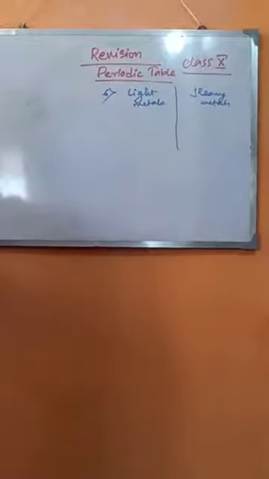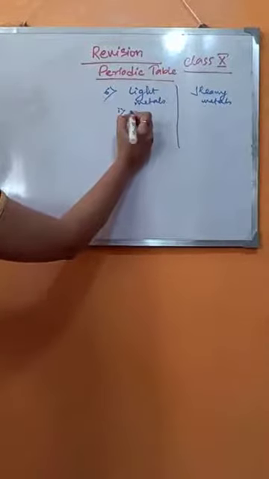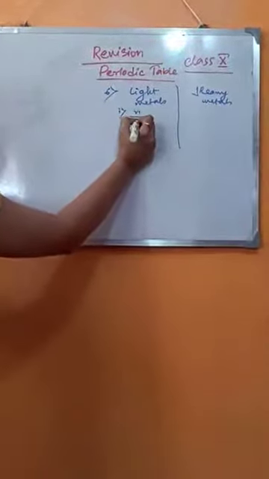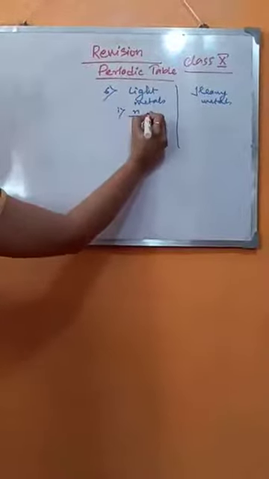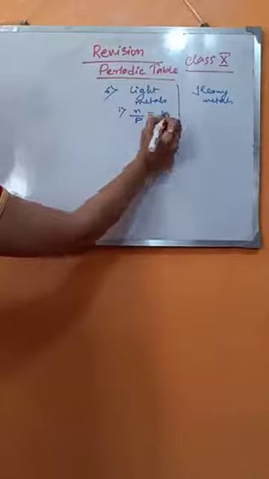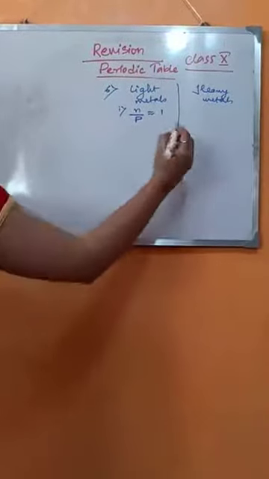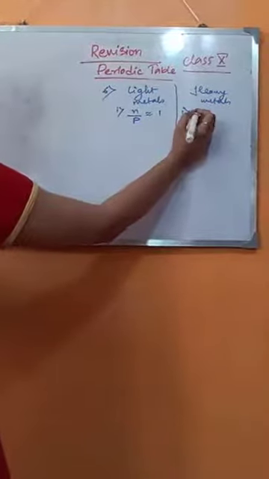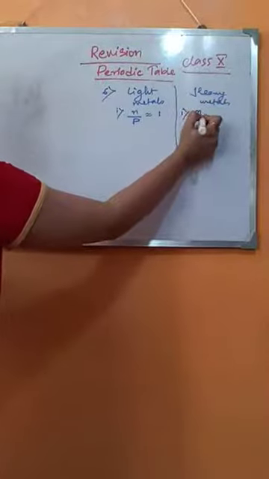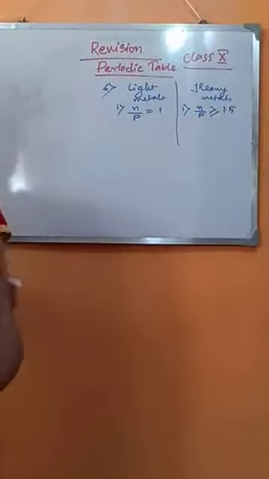So, what are light metals? The elements in the periodic table basically which have the neutron to proton ratio around 1. They are known as light metals. Then what are heavy metals? Heavy metals are basically the radioactive elements. They have a neutron to proton ratio greater than or equal to 1.5.